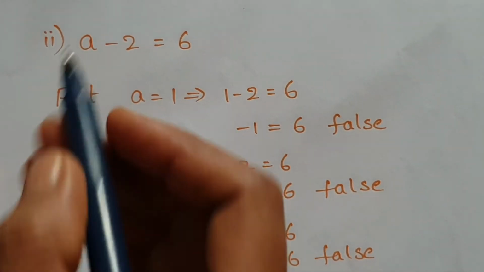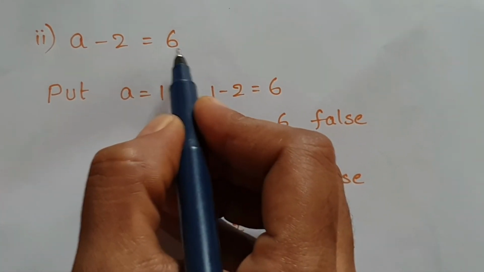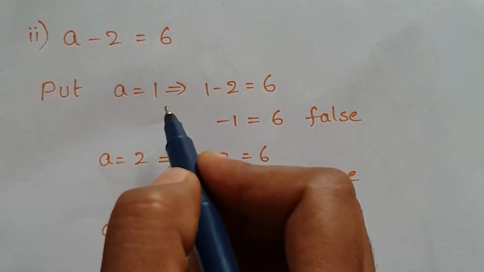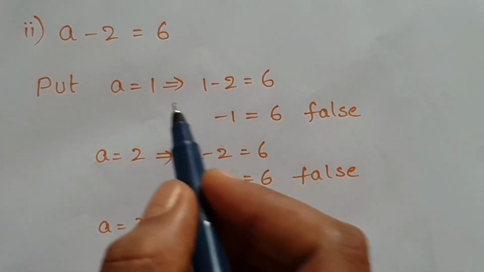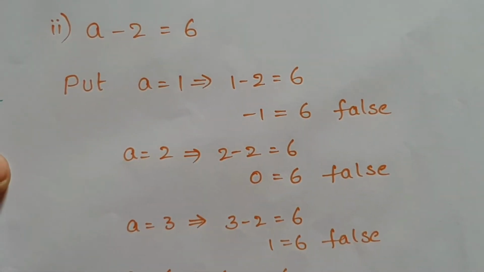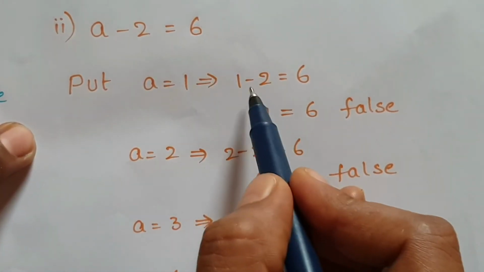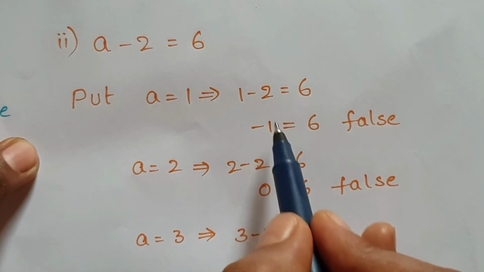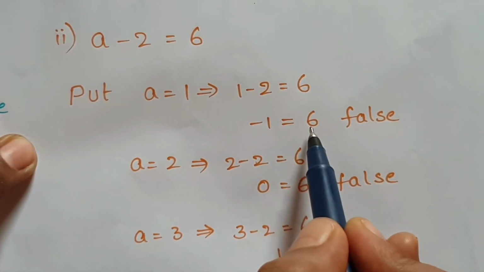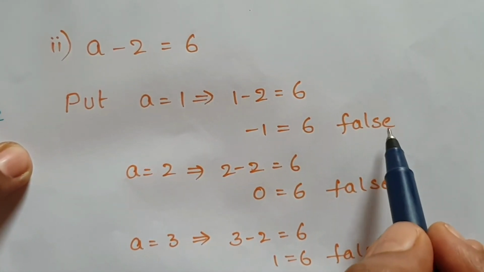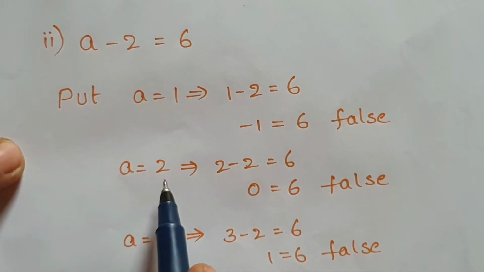Next, second question, a minus 2 equal to 6. In place of a, substitute some values. Which value is suitable for a? That is the correct solution. Means a equal to 1, keep. 1 minus 2 equal to 6? 1 minus 2 value is minus 1. This is not equal to 6. Means false.